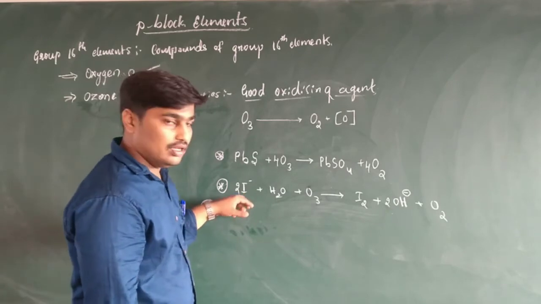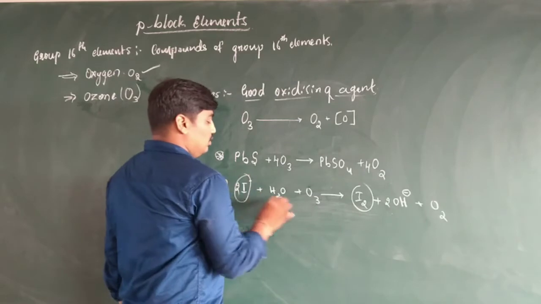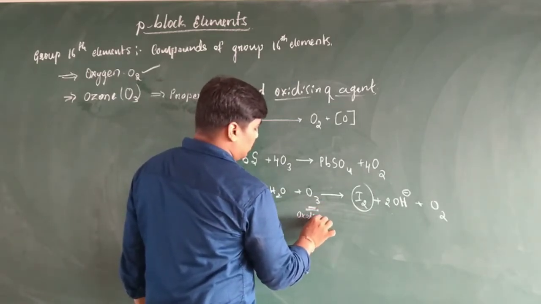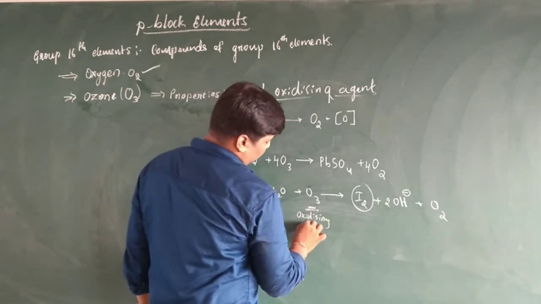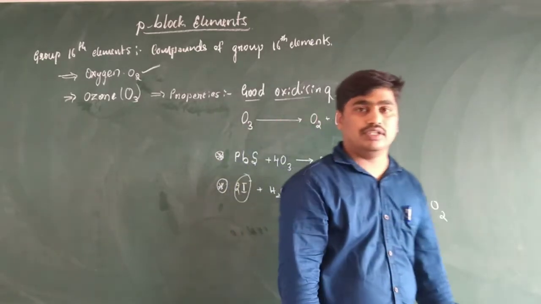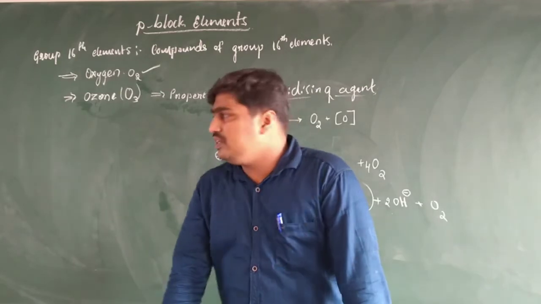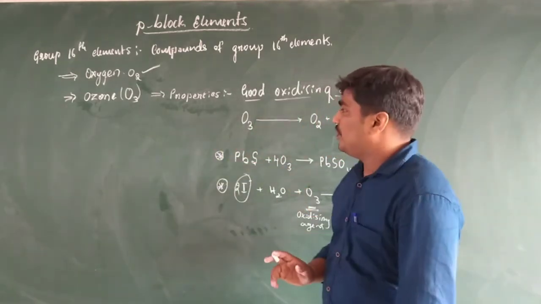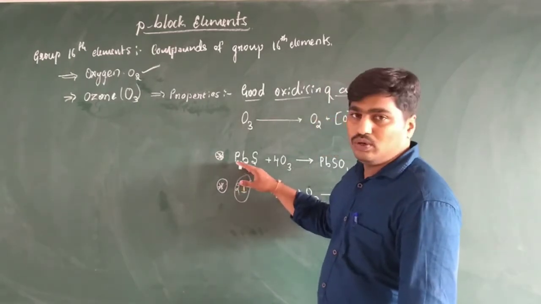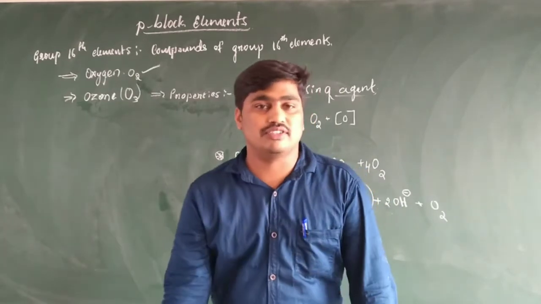Here, what happened? Iodide gets converted into iodine. This is a very important thing: ozone acts as an oxidizing agent. So these are the examples justifying the oxidizing nature of ozone. What is the conclusion? Ozone has the capacity to oxidize sulfide ores and iodides like potassium iodide. So it is a good oxidizing agent.